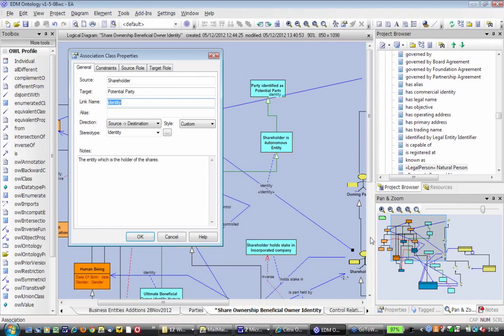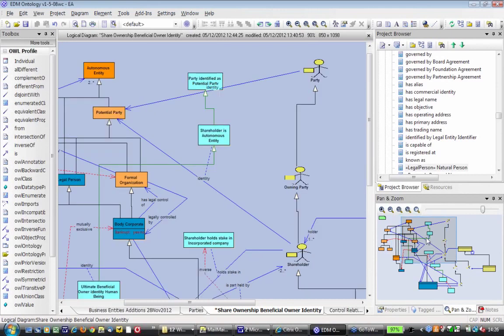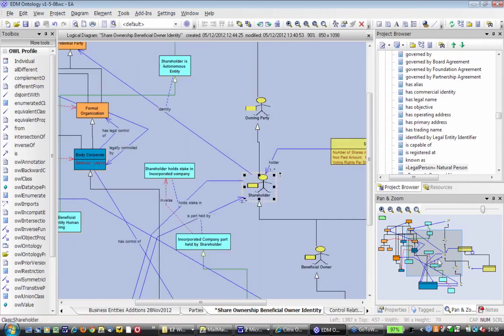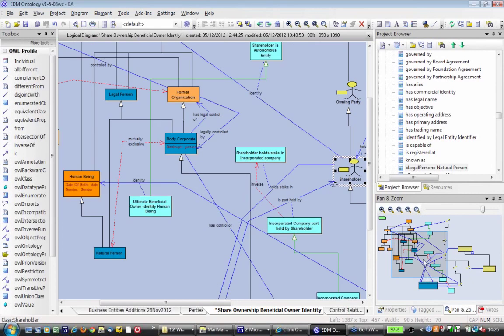Thank you. That's fantastic. So then potential party, and then what we may want to do is, for some kinds of control and so on, consider narrowing down what kinds of things can exercise different kinds of control. But in terms of ownership, to be an owning party, with or without control, for any owning party, you can go all the way down to any human being, any formal organisation, and so on.